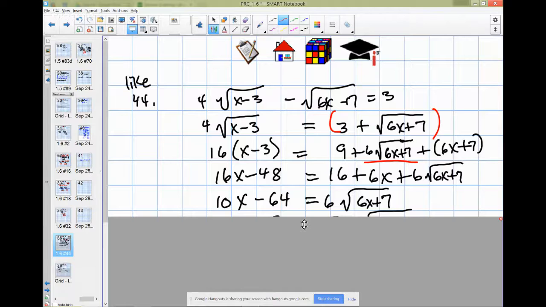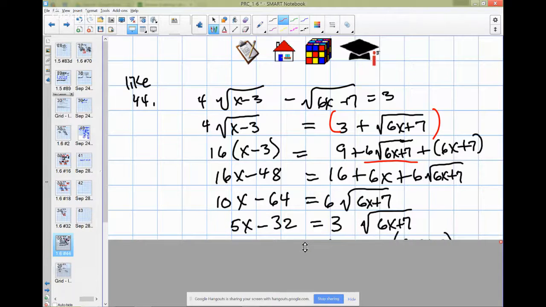And if we can, we can at least divide. You see how we have all even numbers here? 10, negative 64, 6. We can divide everything through by 2. I'm trying to get it as simple as possible. That's about it. Now we've got the root isolated as much as we can on the right. Let's square both sides again. Yep, I actually mean that.